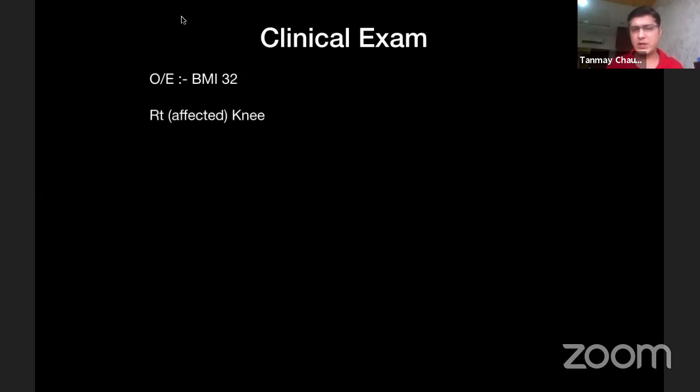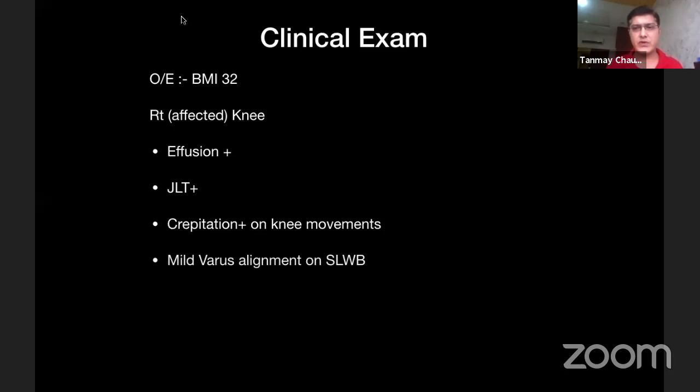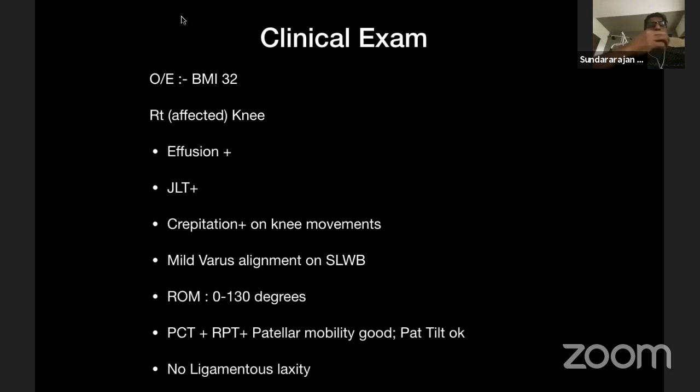On clinical exam, she had a BMI around 32, 33. The right knee was more affected, so I took it as the index. There was effusion, joint line tenderness, crepitation on knee movement, patellofemoral crepitus was there. There was mild varus alignment on single leg weight bearing, and range of movement was around 130 degrees. Patellar compression test and retropatellar tenderness were positive. Her patellar mobility was good. No ligamentous laxity as such. So I would ask the panel, how would you go about this case?